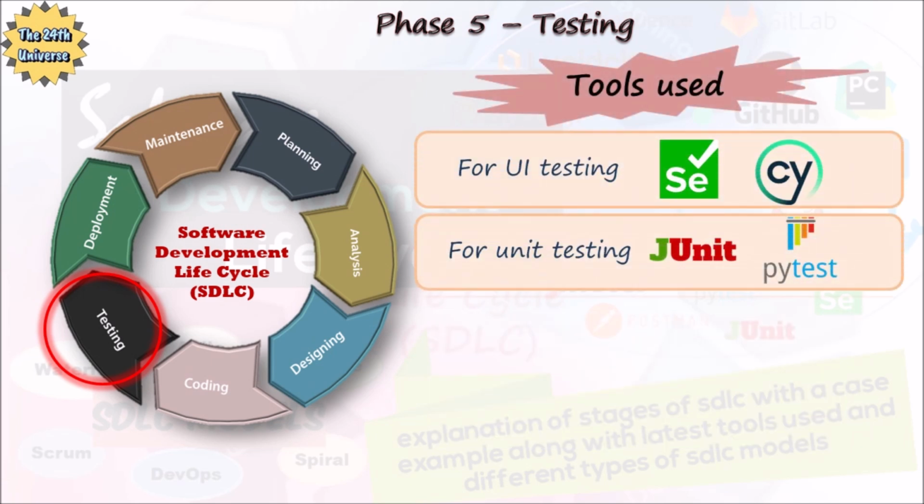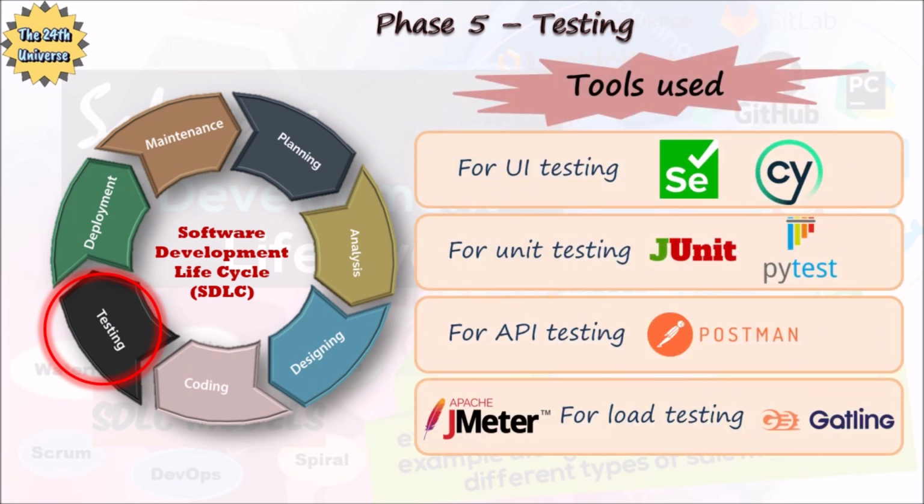The different tools used here in this testing phase are Selenium or Cypress for automated user interface testing, that is UI testing, JUnit or PyTest for unit testing, Postman for application programming interface testing or API testing, JMeter or Gatling for performance and load testing.